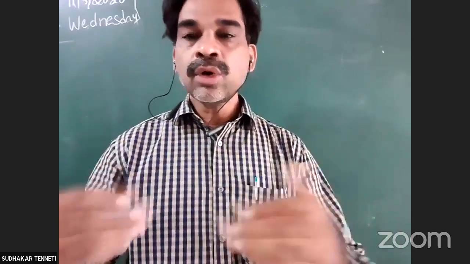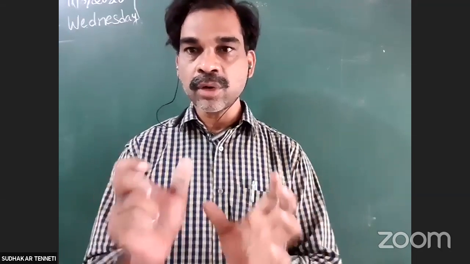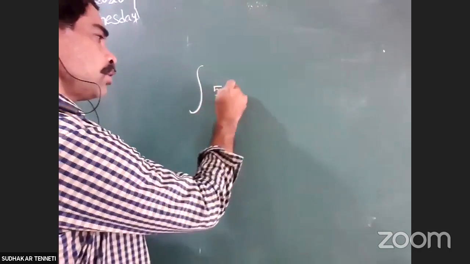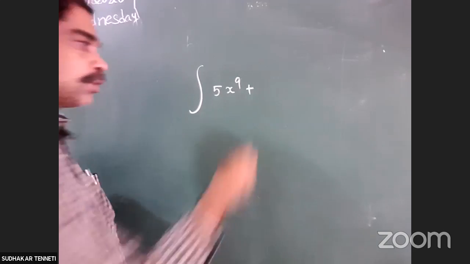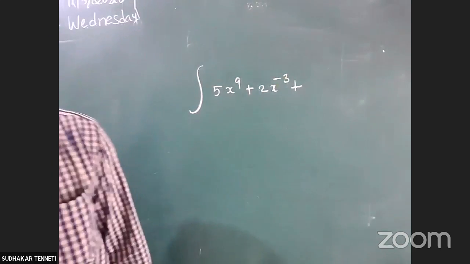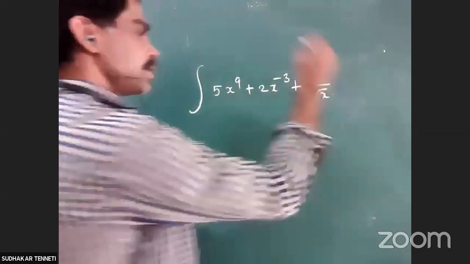I will go for known to unknown concepts. Known to unknown concept means first I will explain all the easy concepts. Next I will go for the toughest ones. See, one more problem I will explain. Integral of 5 into x power 9 plus 2 into x power minus 3 plus 1 by root x. Look at this problem once.